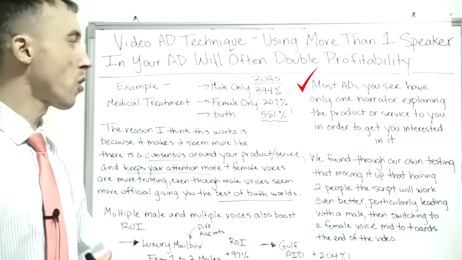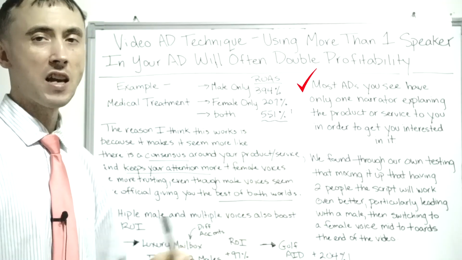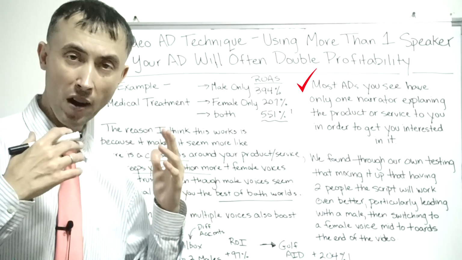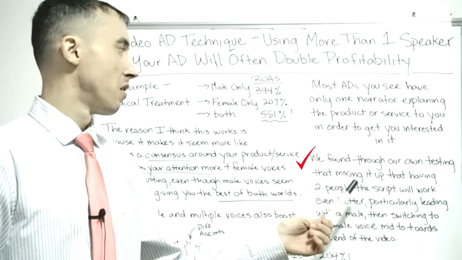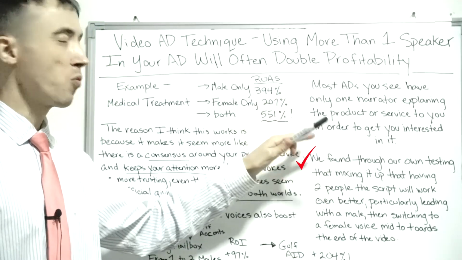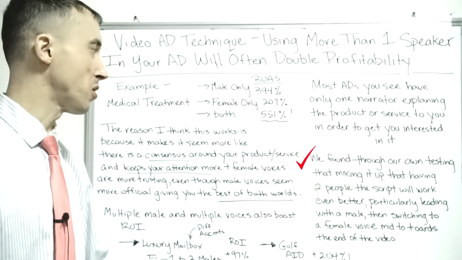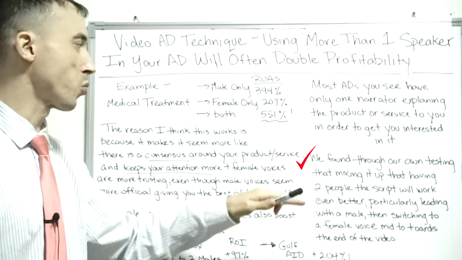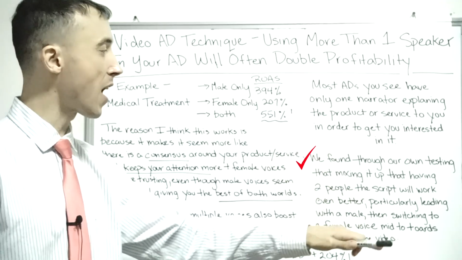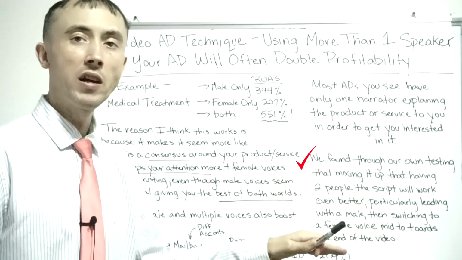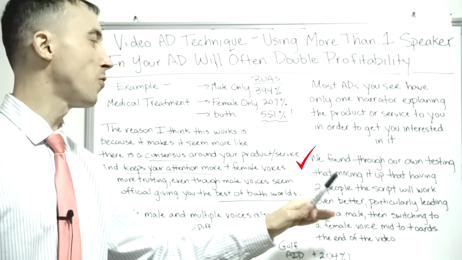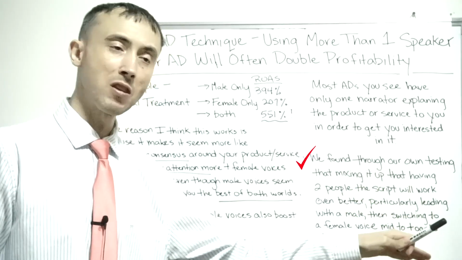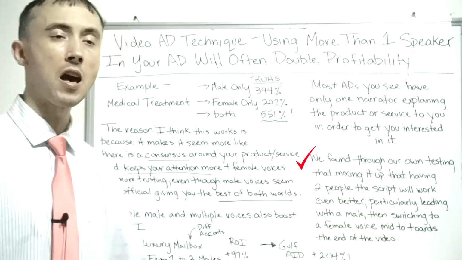So we found through our own testing of video advertising, which we do a bunch of at our advertising firm, where we run heavy YouTube ads, that mixing up the narration works. Once we found out that this works for other companies, we started doing it for ourselves. We found that two people reading the script on our videos work even better than one person most of the time, particularly leading with the male voice and then switching over to a female voice, either starting at the middle or sometimes at the very end of the video to mix things up.